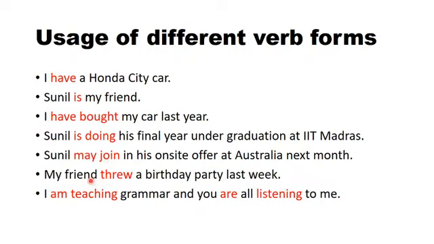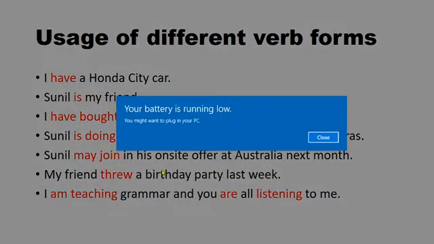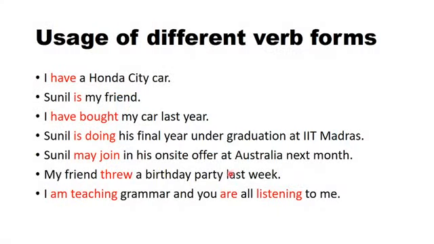Now come to: my friend threw a birthday party last week. Here threw is a verb. And what type of verb is this? Threw is an action verb. He is giving a party. So it's an action verb. And another example with the same verb: my friend threw a birthday party. So here the action is going towards the object. So it is a transitive verb.